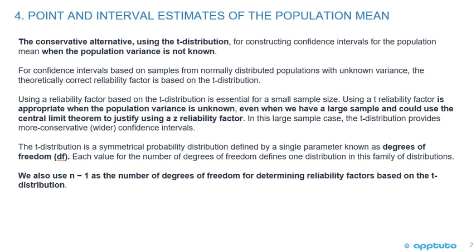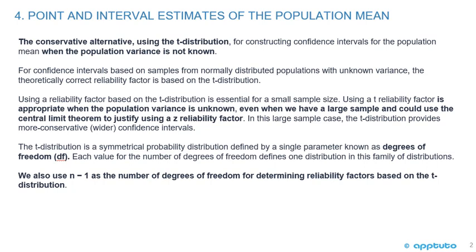Okay? So for confidence intervals based on samples from normally distributed populations with unknown variance, the theoretically correct reliability factor is based on the t-distribution. Using a reliability factor based on the t-distribution is essential for a small sample size. Using a t-reliability factor is appropriate when the population variance is unknown, even when we have a large sample size and could use the central limit theorem to justify using a z-reliability factor. In this large sample case, the t-distribution provides a more conservative, which is going to be a wider, confidence interval.